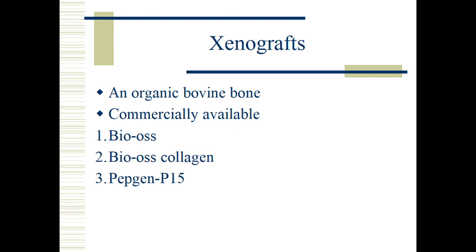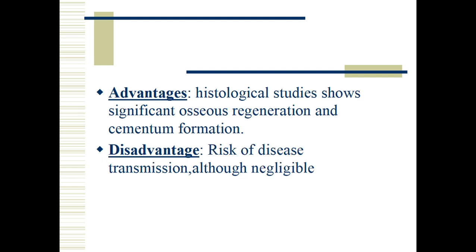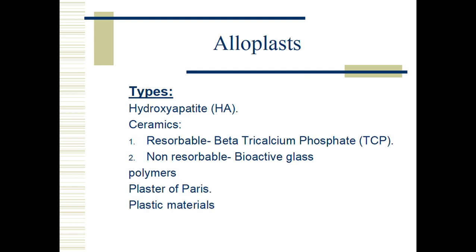Xenograft. They are organic bovine bone or they can be obtained from corals. They are commercially available as BioOss Collagen and PepGen P-15. Advantage: the histological studies have shown significant osseous regeneration and cementum formation. Disadvantage: risk of disease transmission, although this is very negligible, the risk of disease transmission is there.